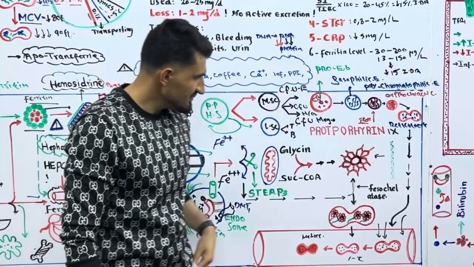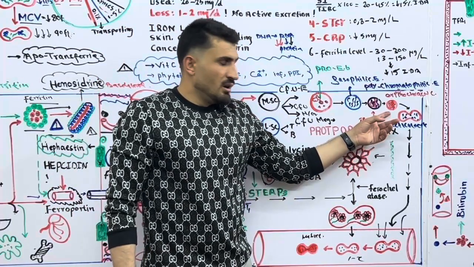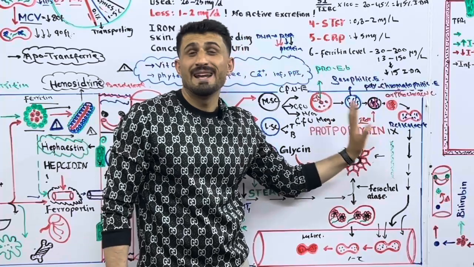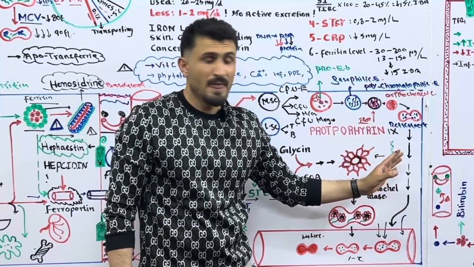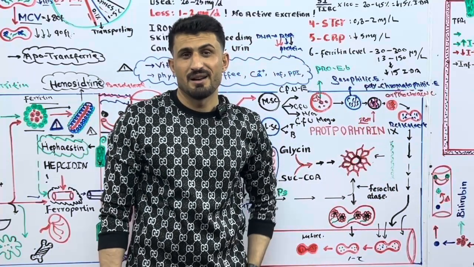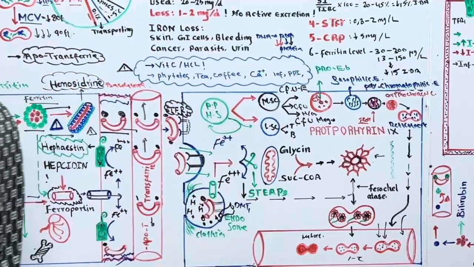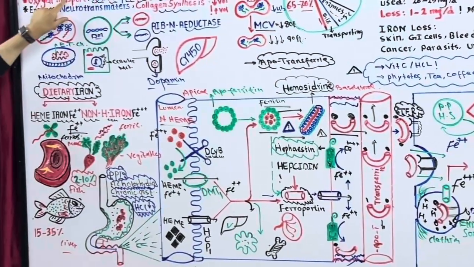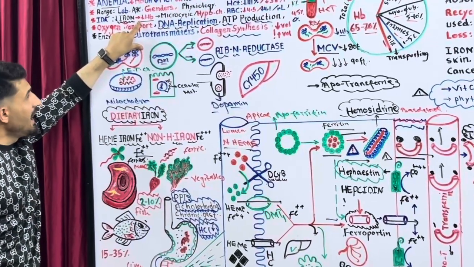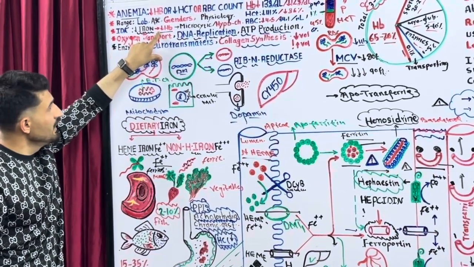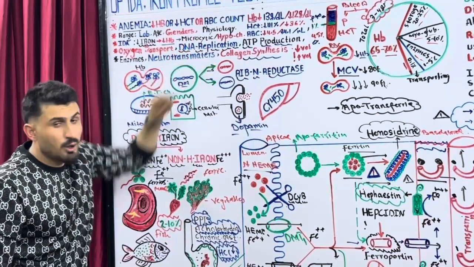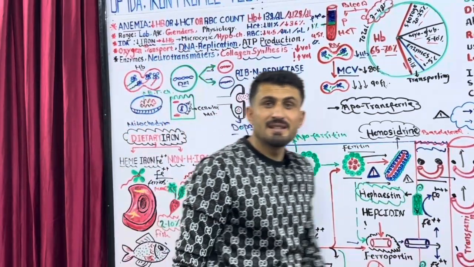Now, in these steps, listen to me carefully. Why did I explain these steps, okay? Because I told you before that in iron deficiency anemia, we will have less hemoglobin, and due to that, we will have microcytic and hypochromic RBC or anemia.